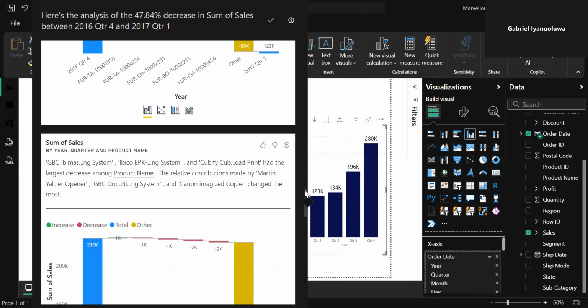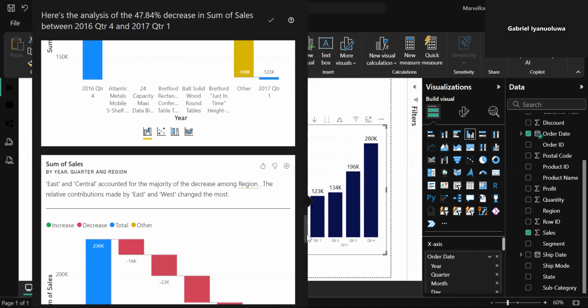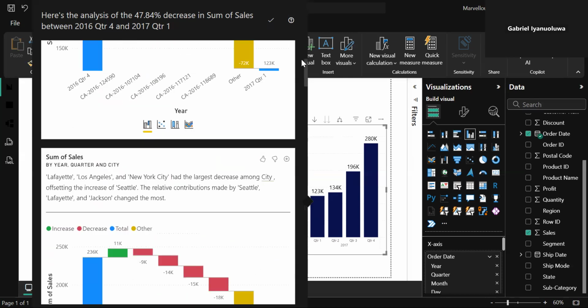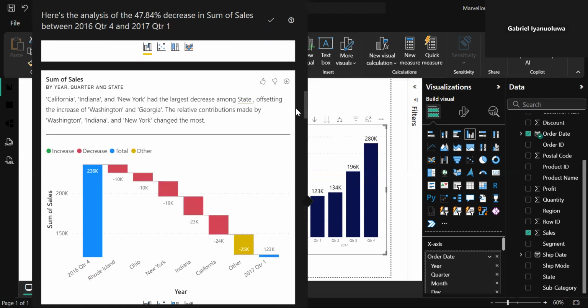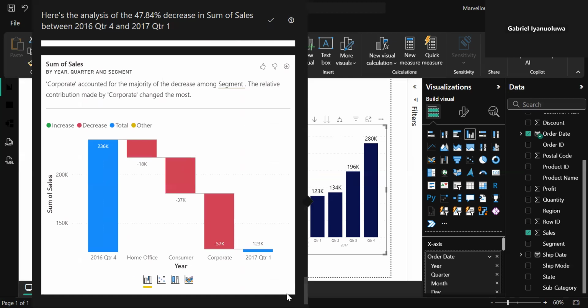So we can see the products that they have sold. These are products. It's telling us these products are the largest decrease. We are going to be seeing the products responsible for it, though we have seen those customers that are responsible for it. So we'll be seeing different functions for it. For segment, corporate had more debt concerning that.